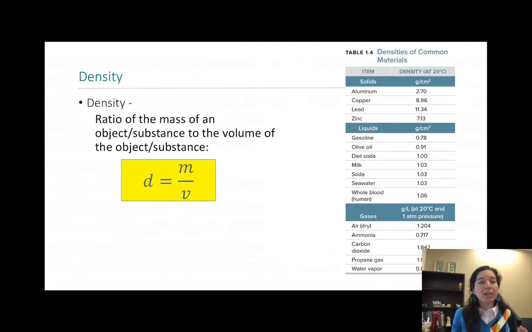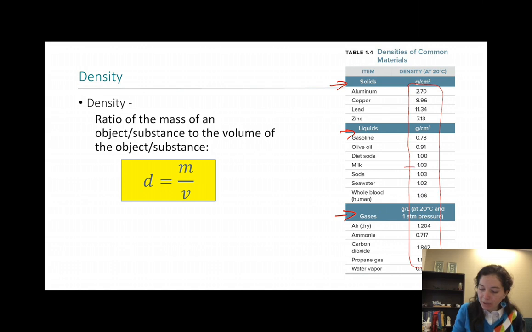Okay. Something else that you need to know, I kind of hinted at it earlier, but every substance has a specific density. This is a physical property that is characteristic of the substance itself. So if we look here, there's a table of different solids, liquids, and gases, and they all have their own unique densities. Now some of these are similar here, like milk, soda, and seawater. They're about the same density.